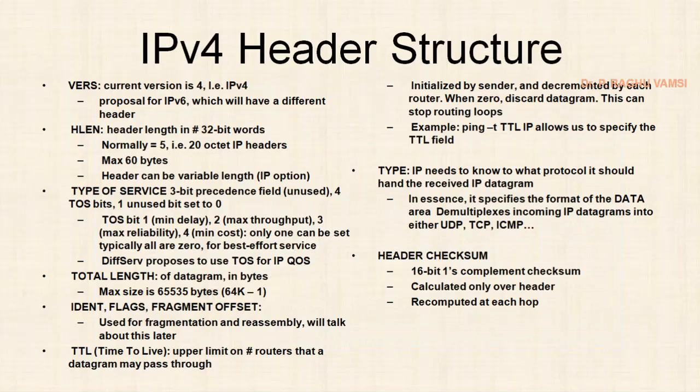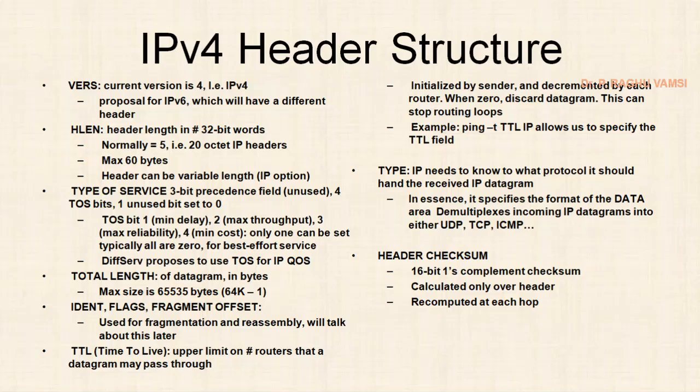Time to live is the upper limit on the number of routers that the datagram may pass through. This TTL differs from operating system to operating system. If it is a Linux based operating system, the time to live will be around 64. If it is greater than 64 and around 128, then the time to live is from the Windows operating system. And if it is a Cisco operating system or something, then it is around 256.